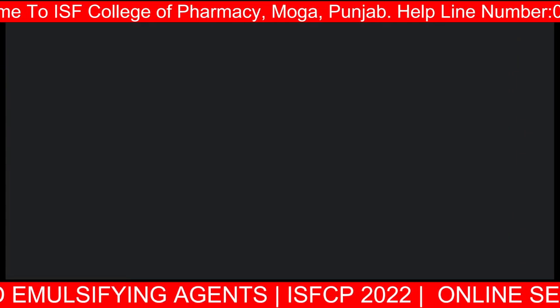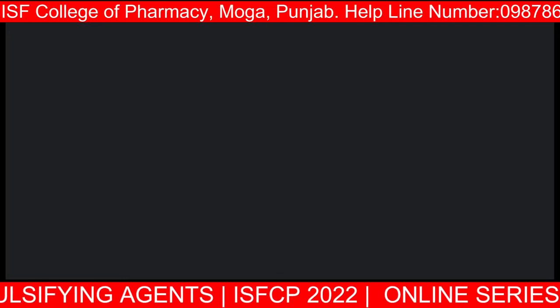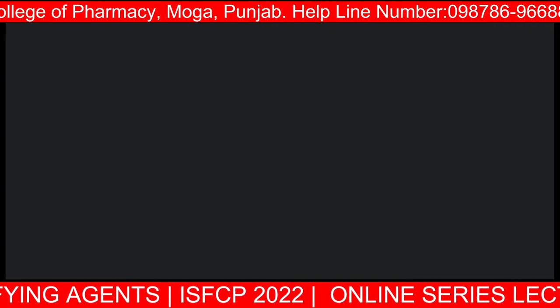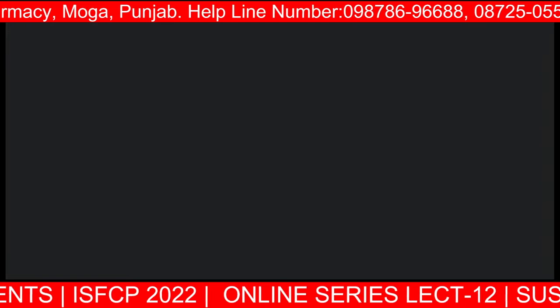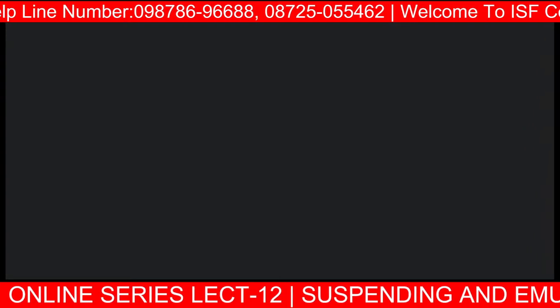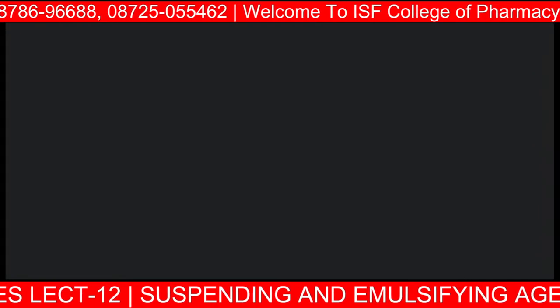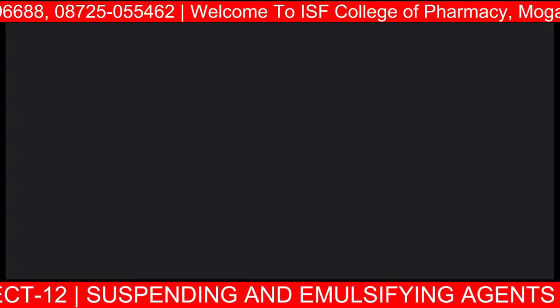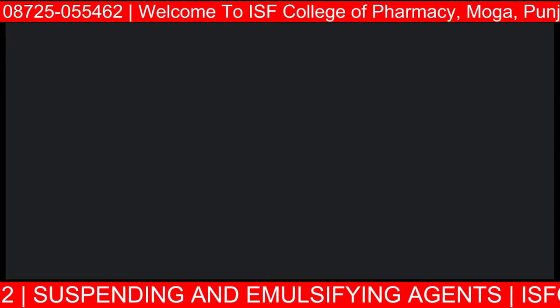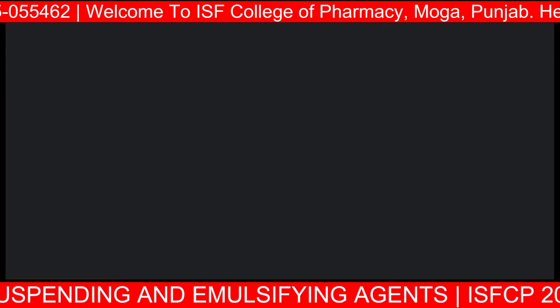If we categorize the types of suspending agents, they are divided into three main categories: polysaccharides, inorganic salts, and synthetic compounds. In the case of polysaccharides, the official suspending agents were natural polysaccharides, but nowadays semi-synthetic compounds are increasingly used. Some examples of these polysaccharide suspending agents are acacia, tragacanth, starch, alginates and xanthan gums.